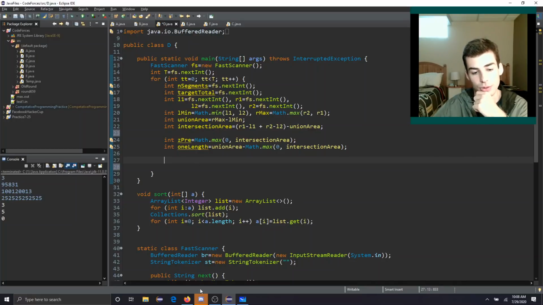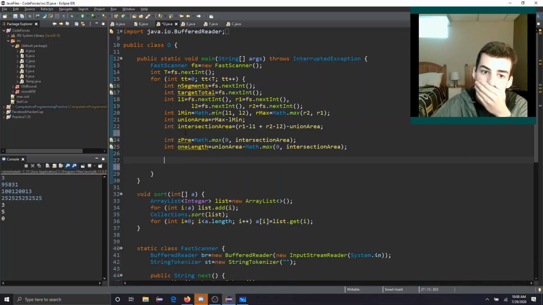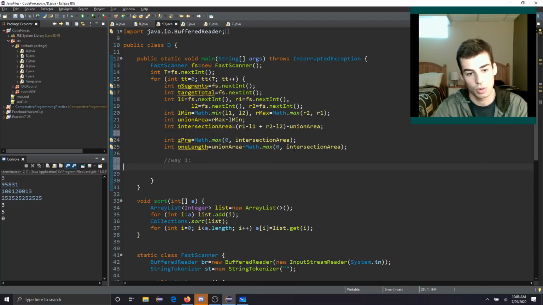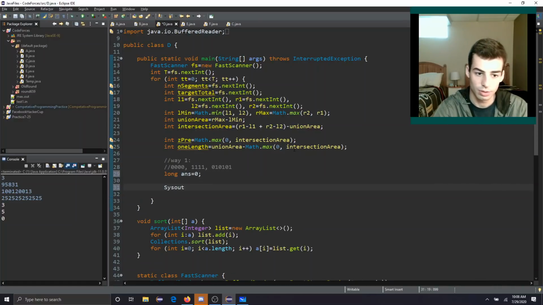Are we binary searching this or not? Okay, well, let's just try this. So way 1 will be a bunch of zeros, a bunch of ones, and then 0, 1, 0, 1. So long int equals 0, sys out the answer.